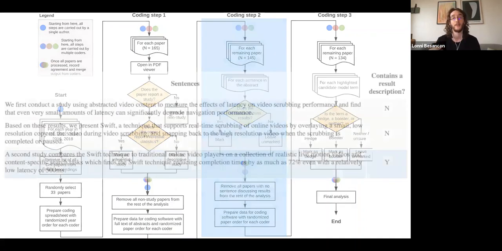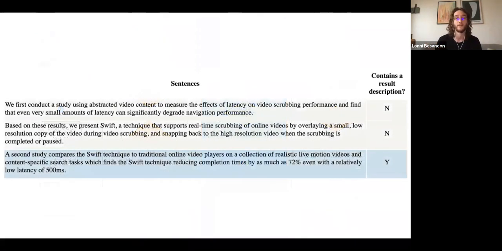And to do that, I developed a small web application that, for each paper, split the abstract into different sentences, and you could just click to mark it as a result sentence, and then these results were exported.